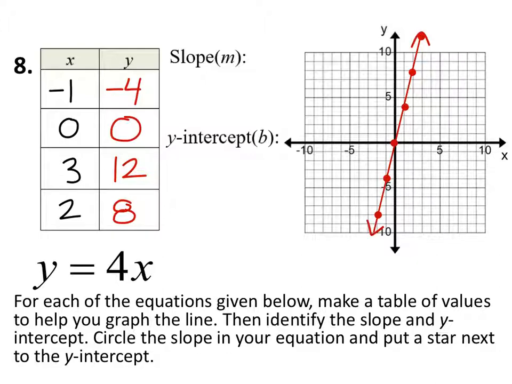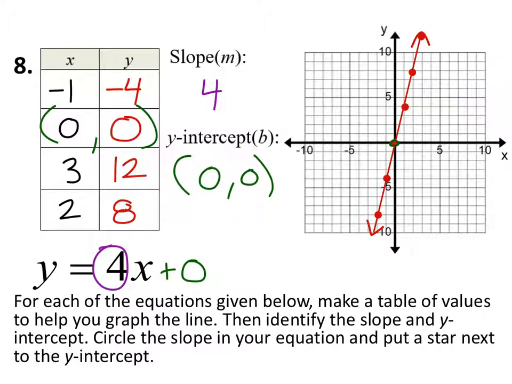Alright. Well, once again, it wants us to identify the slope. And the slope on this one is the coefficient of x still, which is 4. And the y-intercept, it's not showing it, but it should be showing a +0 right there. But we can see it in the table and in the graph here as well. It's the origin in this case. So we can put a star next to it there.